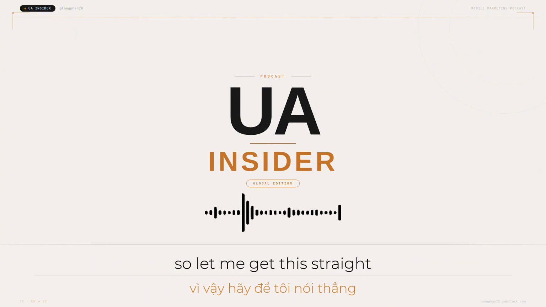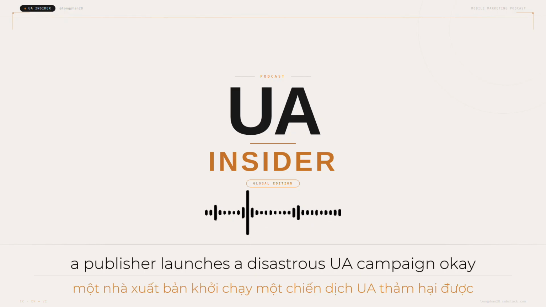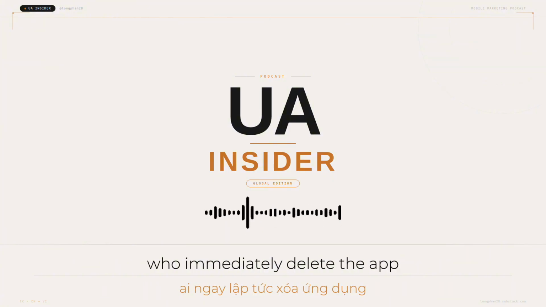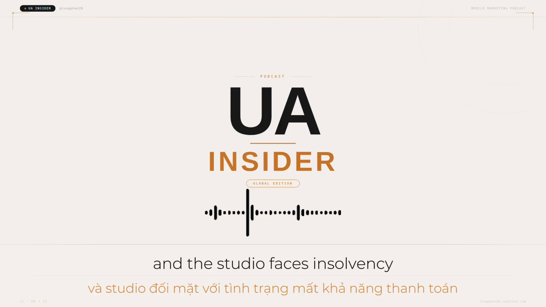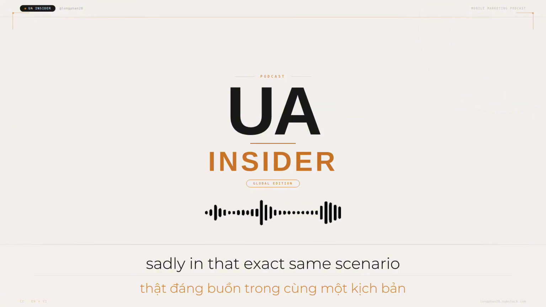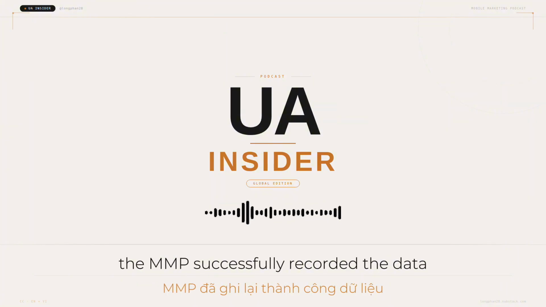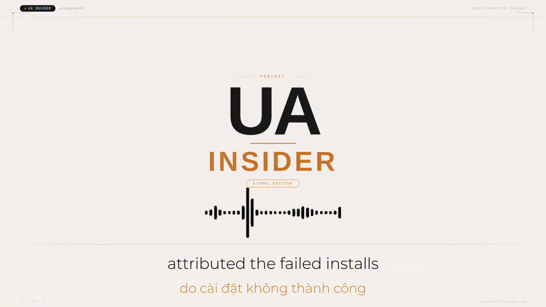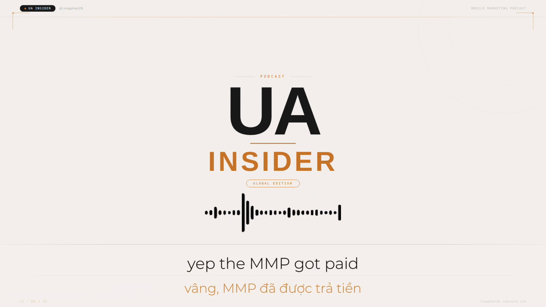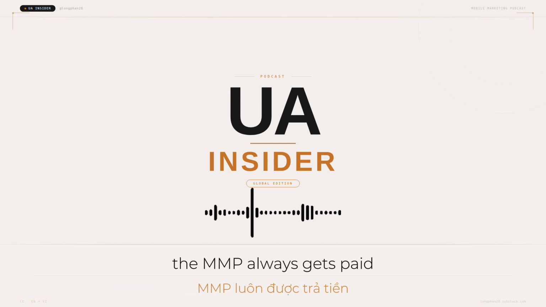Okay, so let me get this straight. Consider this scenario. A publisher launches a disastrous UA campaign. Okay. They spend $1 million. They acquire low-quality users who immediately delete the app, and the studio faces insolvency. They're going bankrupt. A very common scenario, sadly. In that exact same scenario, the MMP successfully recorded the data, attributed the failed installs, and billed the publisher for their services. Yep. The MMP got paid. The MMP always gets paid.